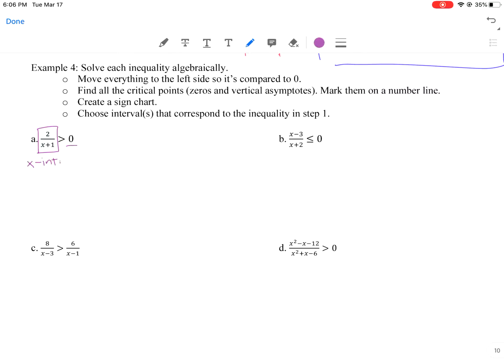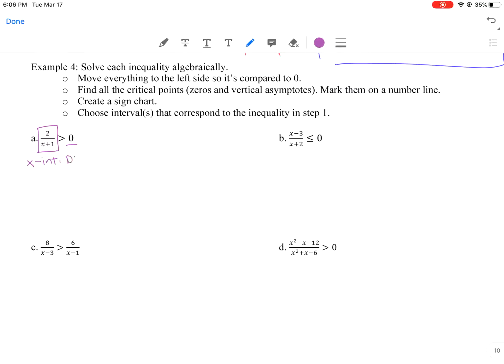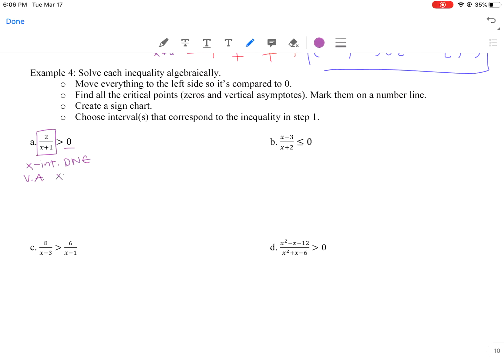So like, are there any x-intercepts? Since if you set the top equal to 0, you can't do 2 equals 0, so there's no x-intercept. So the only thing we care about is vertical asymptotes. So set the bottom equal to 0. When you set that bottom equal to 0, you get x equals negative 1.